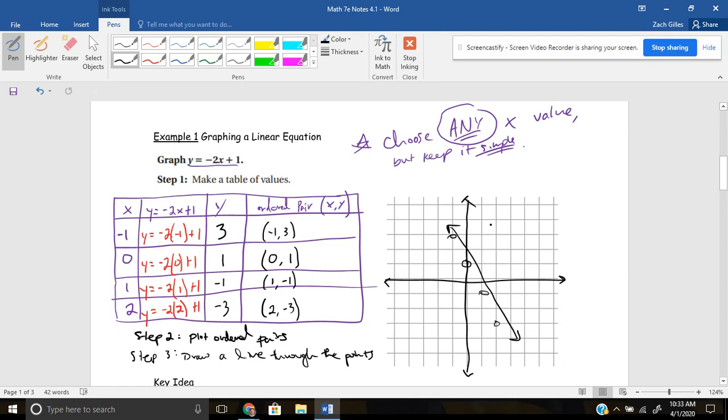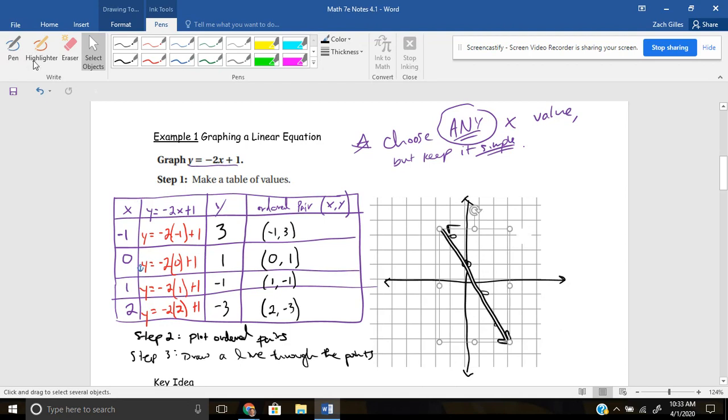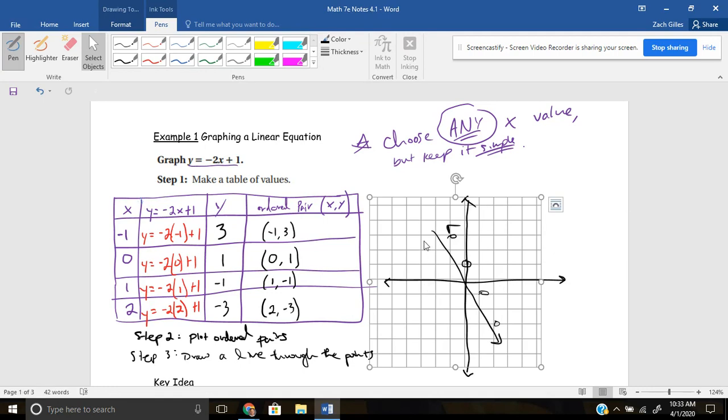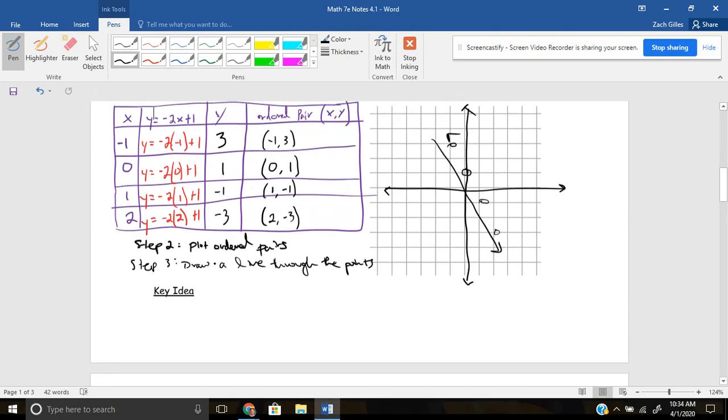Sorry, my line is off a little bit. I wonder if I can move that. Hopefully you get the idea there that I would just connect my dots with a straight line. Okay, and that's how I would graph this equation, y equals -2x plus 1, using a table of values.